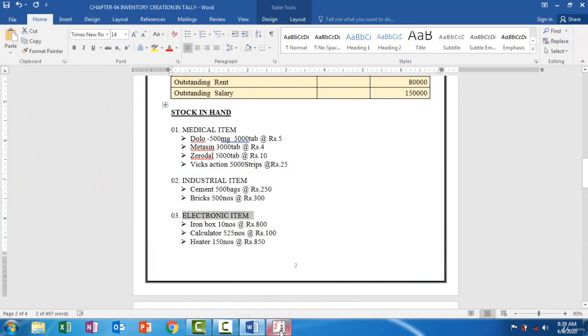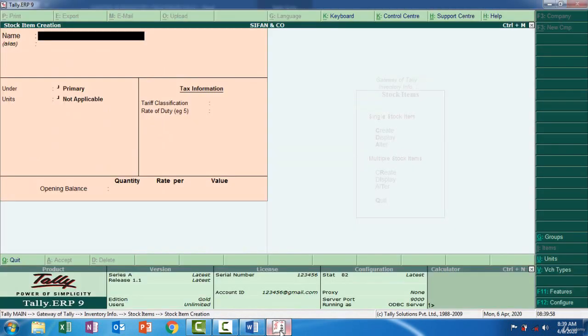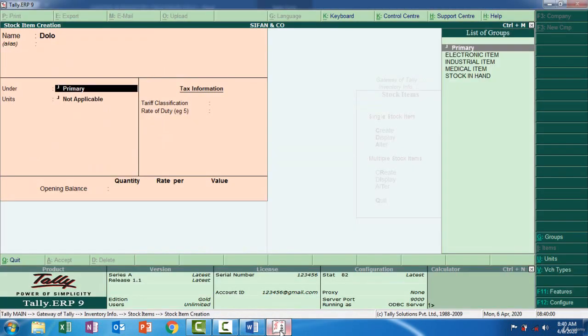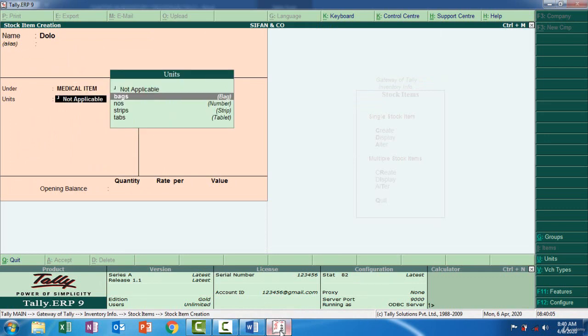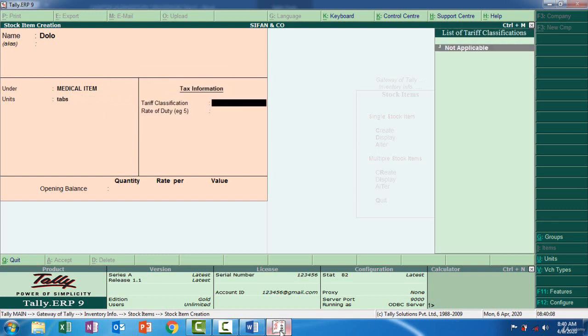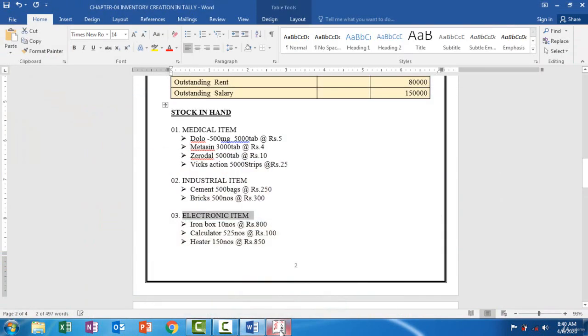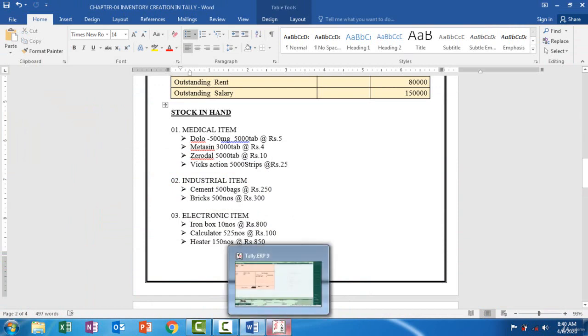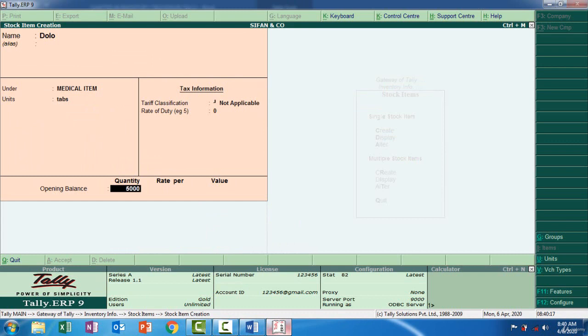So the first one is Dolo 500, so I'm going to type Dolo. It is a medical item. Under the medical item it's measured by the tabs, and the opening balance for Dolo is 5,000 tabs at 5 rupees, 5,000 tabs into 5 rupees. If we enter the 5, the value will automatically generate. So 5,000 into 5 is 25,000, then enter, then accept yes.